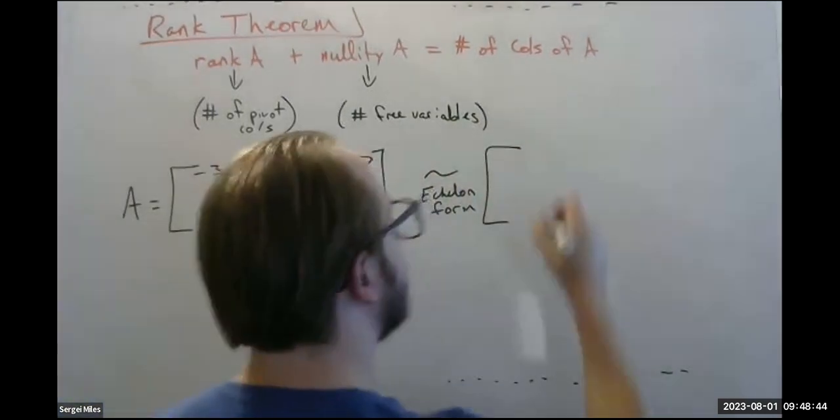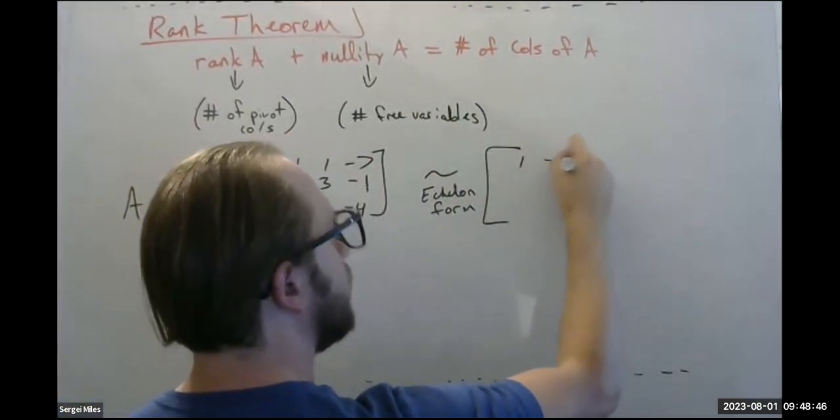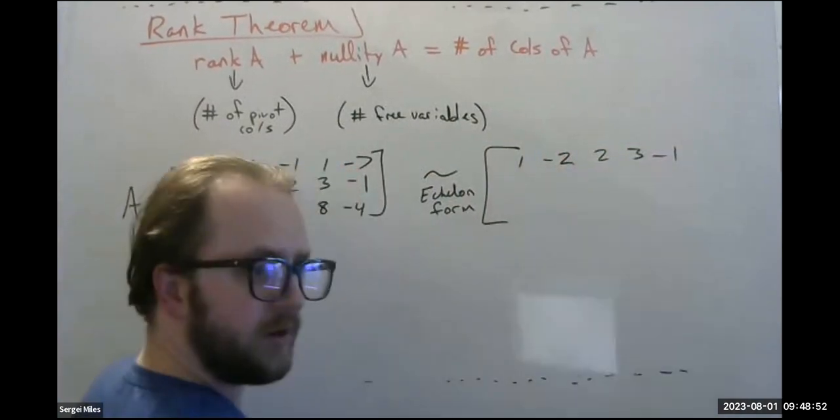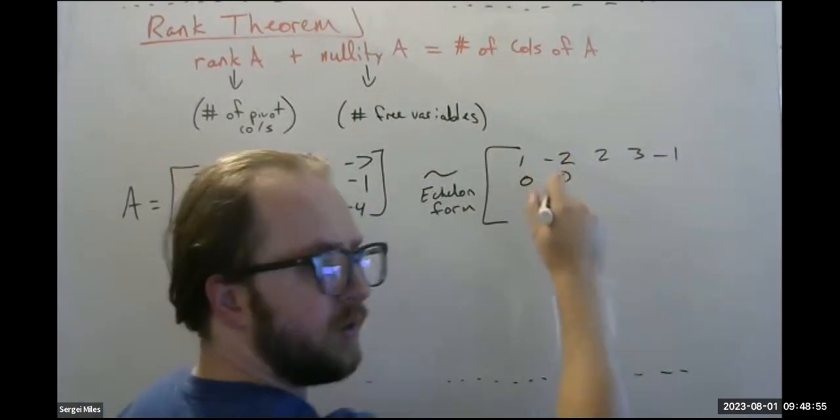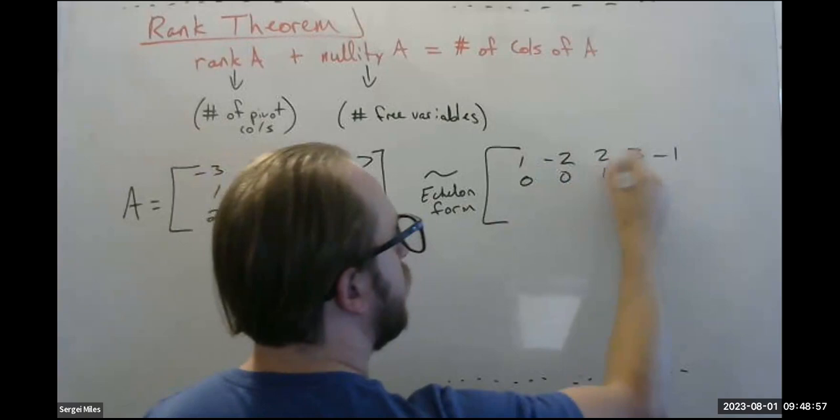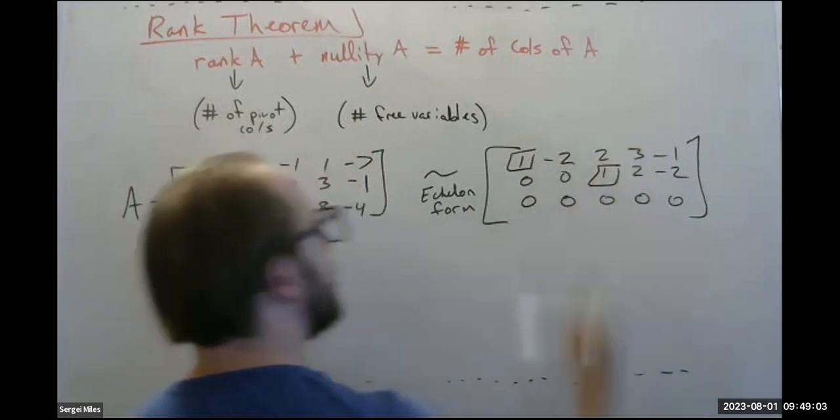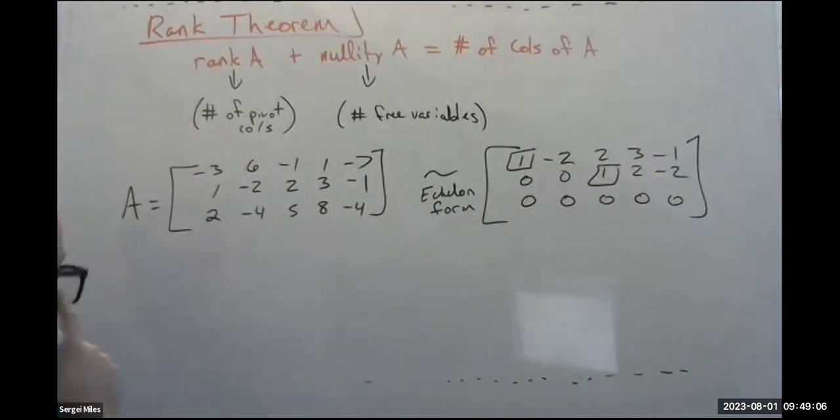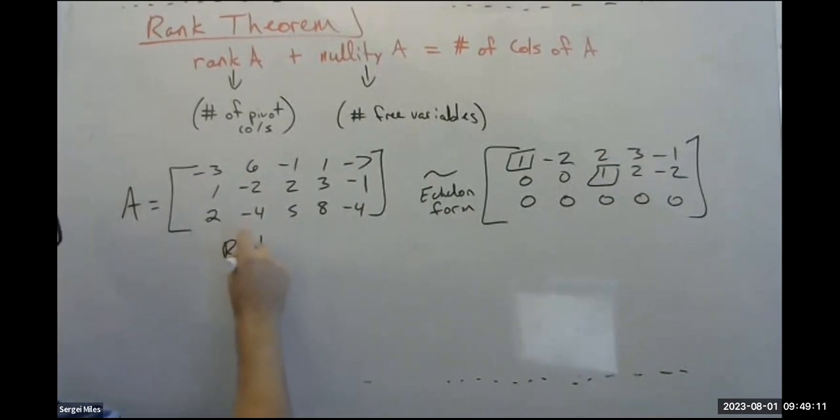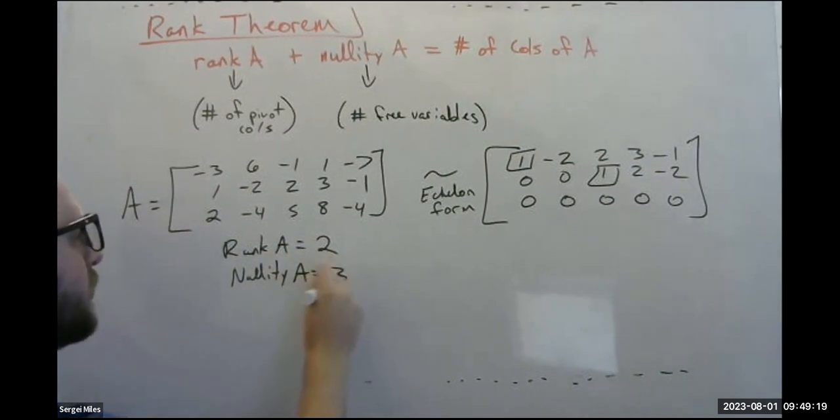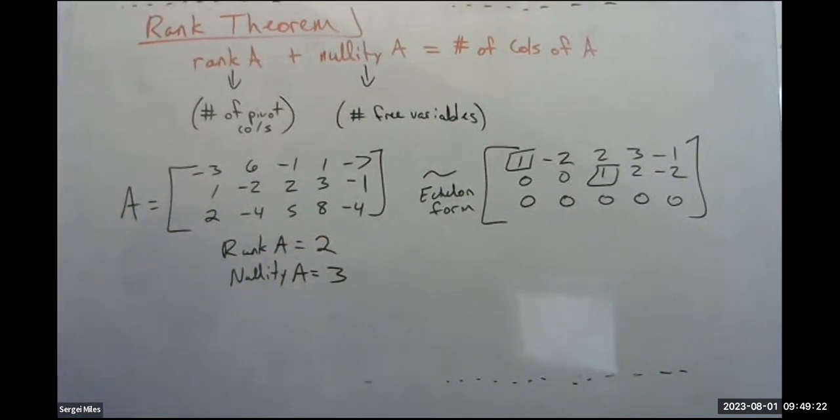We're going to find we have the matrix 1, -2, 2, 3, -1, 0, 0, 1, 2, -2, and then all zeros. Now, what is the point of this? We can see right away, the rank of this matrix is 2. The nullity, well, that's the number of free variables, is 3. And lo and behold, they add up to the total number of columns.